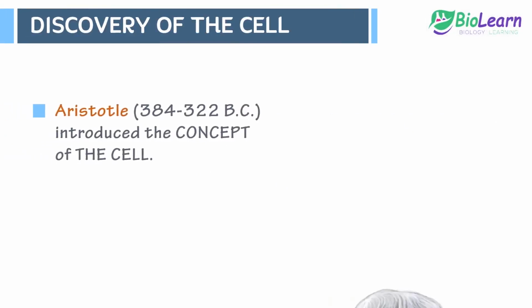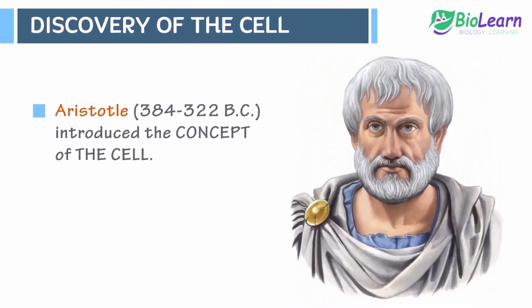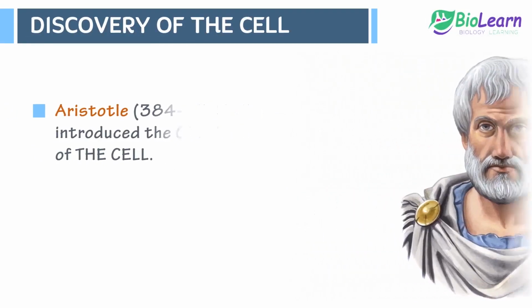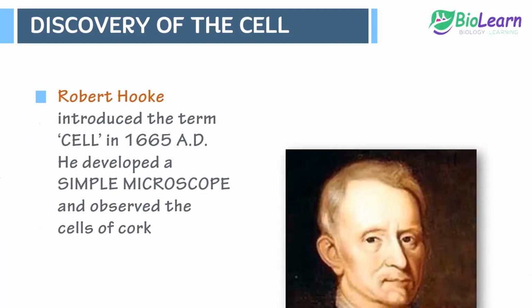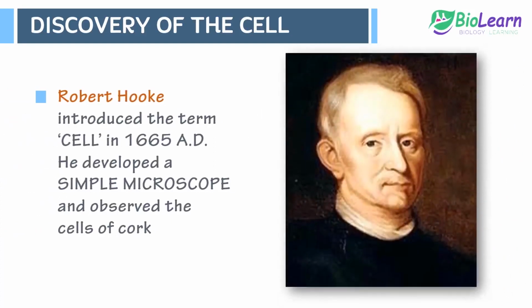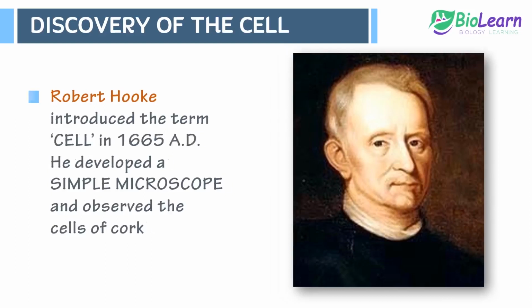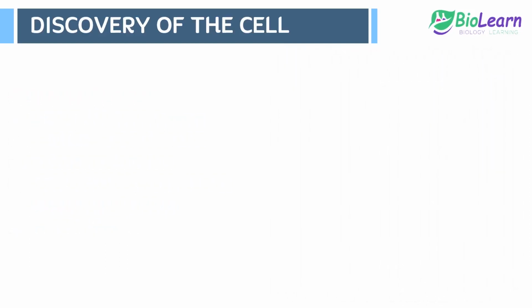So to begin with, let us see how the cell was discovered. The concept of the cell was put forward first by Aristotle way back in 384 to 322 BC. However, the term cell was introduced by an English botanist, Robert Hooke, who observed cells for the first time in 1665. He developed a simple microscope under which he examined a thin slice of cork.